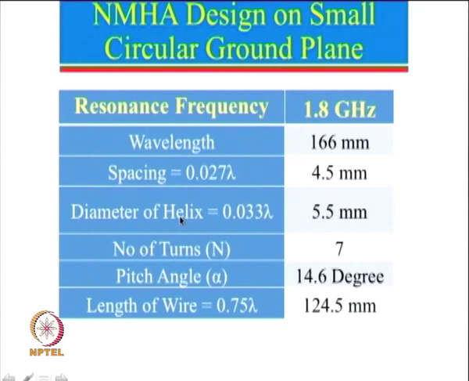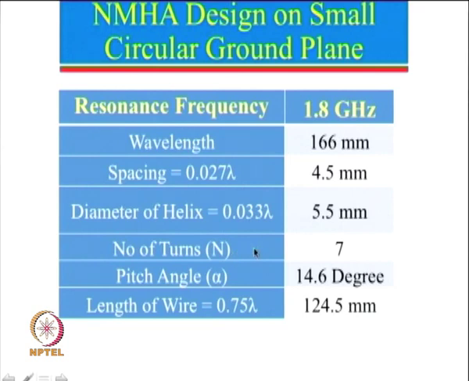We took the diameter of the helix to be 0.033 lambda. The basic idea is that the circumference, which is pi times d, should be much smaller than the wavelength. For this diameter and the chosen angle, we could calculate the spacing, and to design this length of wire, the number of turns came out to be 7. So these are the parameters. I have kept these generic, so that if you want to design an antenna at any other frequency, you can use these generic parameters.